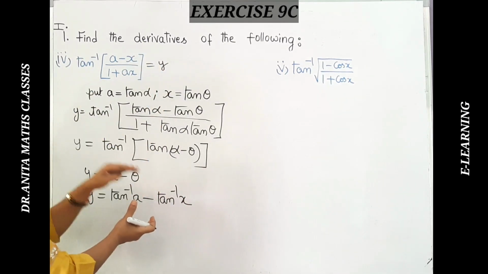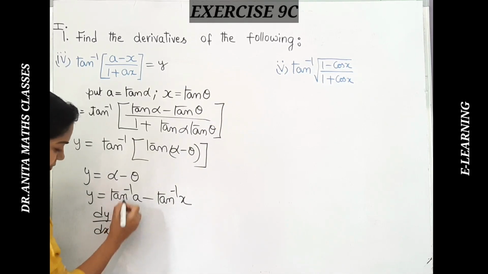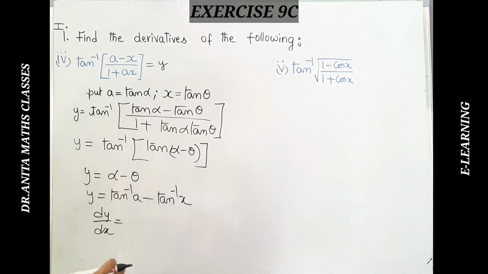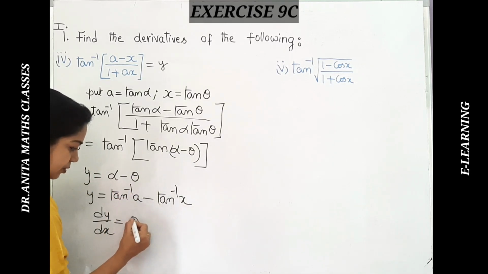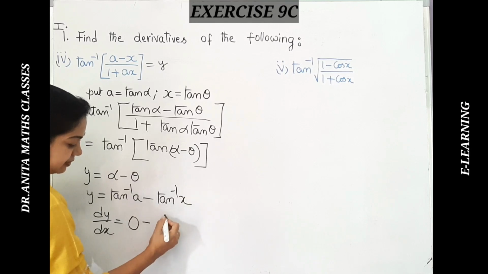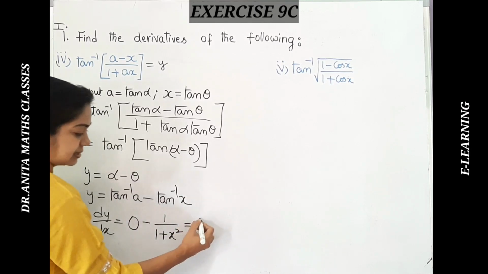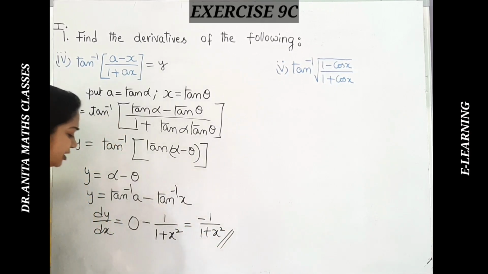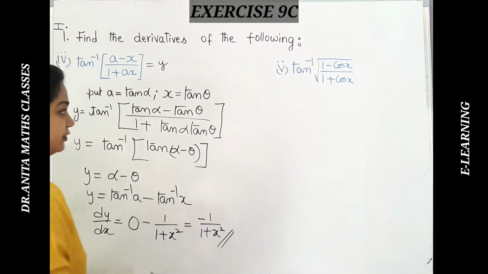We first simplify it, then we differentiate. So dy by dx is equal to, because this a is some constant, the derivative of tan inverse of a constant is 0, minus the derivative of tan inverse x, which is 1 by 1 plus x square. So simply the answer is minus 1 by 1 plus x square. For this we have 0, the derivative of a constant.